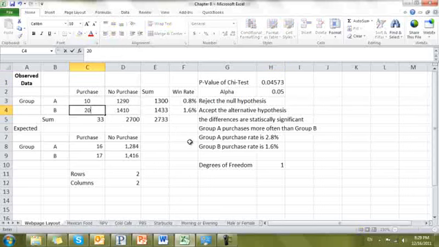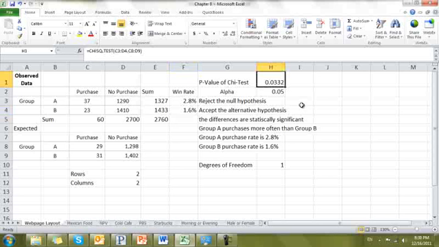What if this was only 20? Then we couldn't tell the difference between 10 and 20. But 10 and 22, 10 and 23, there we go. Then we can tell the difference. Let's put this back to 37, because that's what we had as the original problem. And you see there with a 37 versus 23, or a 2.8 versus 1.6 win rate, we know that there's a difference because the p-value of our chi-square test is less than 5%. It's only 3%. Good deal.